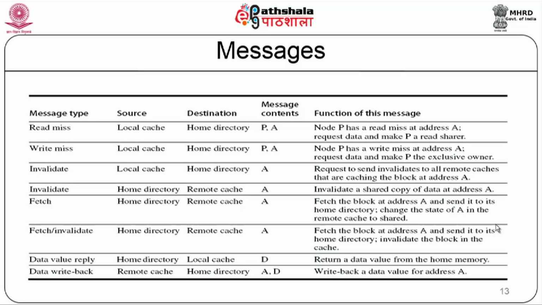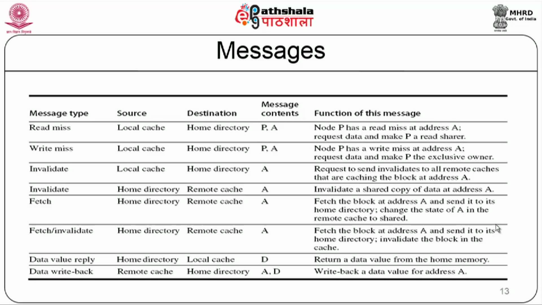Similarly, if the processor wants to do a write operation and if it is a miss, again it puts out a write miss. So, the local node puts out a write request to the home directory in the format P comma A. P is the processor number and A is the address. So, node P has a write miss at address A. It is requesting for data, and because it is requesting for data for a write access, it has to become the exclusive owner. Nobody else can own the data now, it is an exclusive owner.